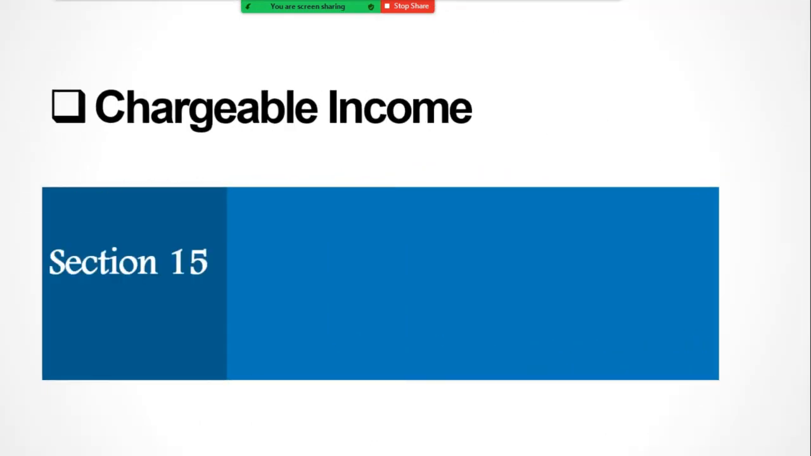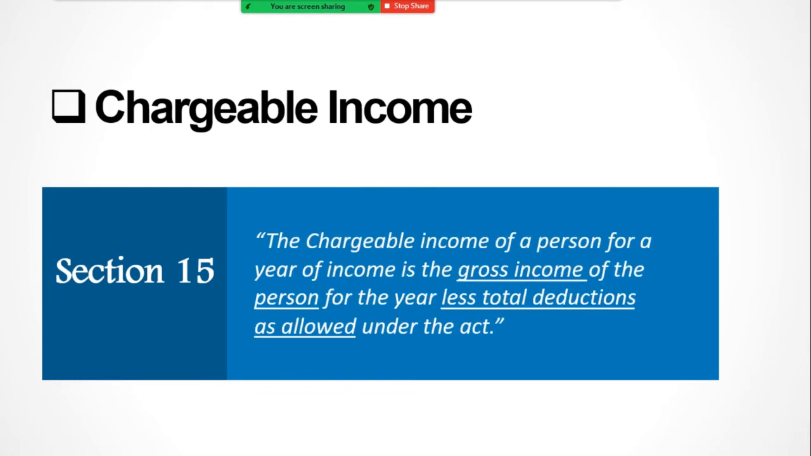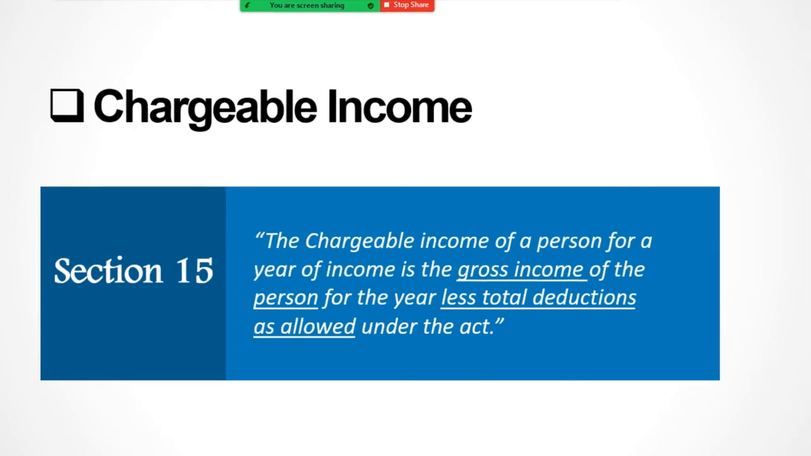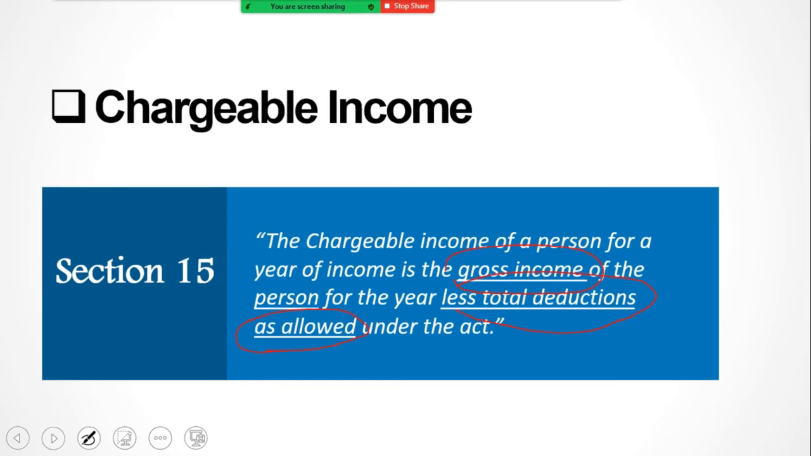So going to the next slide, we have chargeable income. Chargeable income is discussed under section 15 of the Income Tax Act. And according to section 15, the chargeable income of a person for the year of income is the person's gross income less the total deductions allowed. So meaning that the tax rate is going to be applied on the gross, not the net.